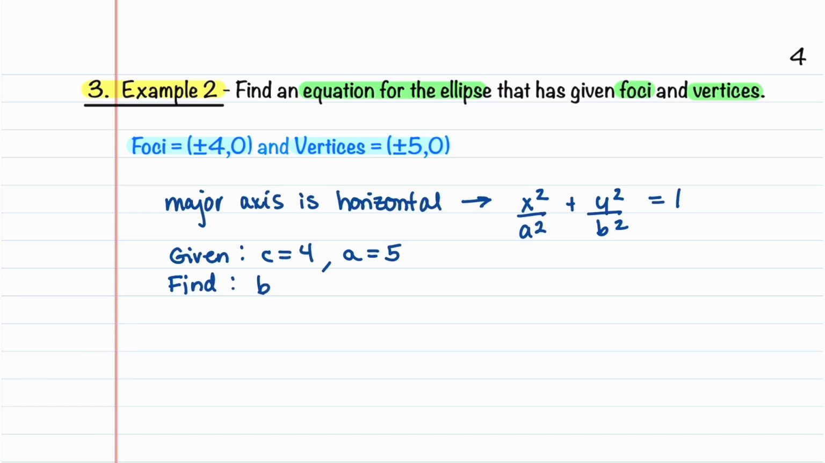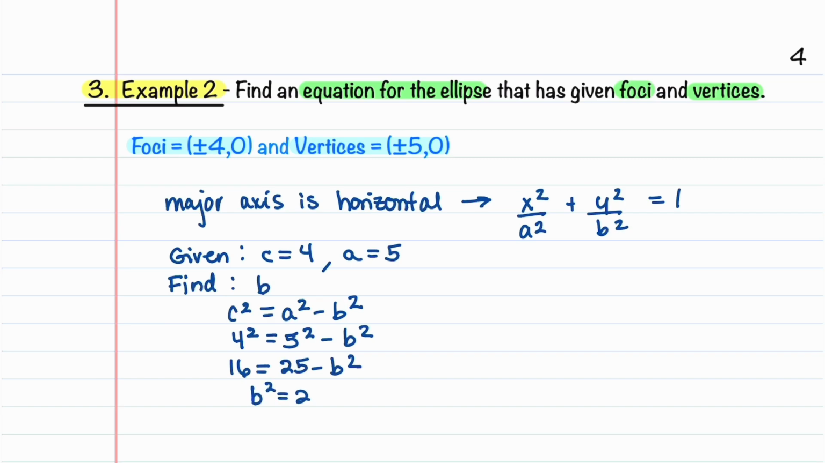To do that, we are going to use the formula that relates a, b, and c, and that formula is c squared is equal to a squared minus b squared. Let's go ahead and substitute in c and a. This is 4 squared is equal to 5 squared minus b squared. So we have 16 is equal to 25 minus b squared. Let's pull the b squared to the left and the 16 to the right. So this is 25 minus 16, which is equal to 9. So we have that b, taking the square root of both sides, is equal to 3.